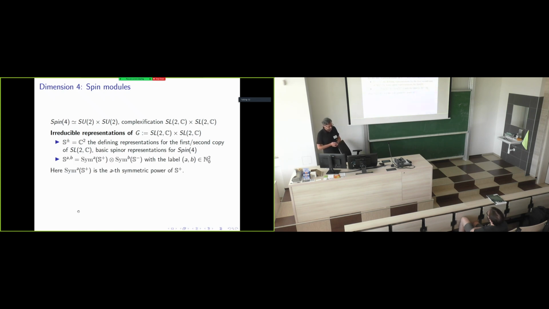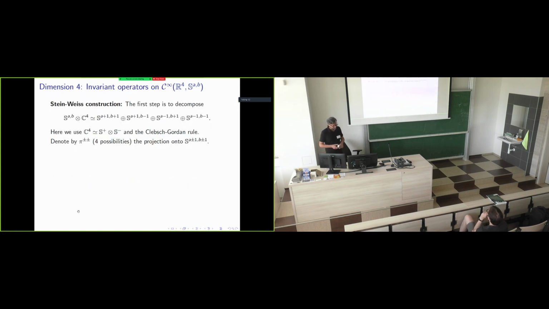Then any irreducible representation is of the form S to AB, defined as the tensor product of the a-th symmetric power of S plus and the b-th symmetric power of S minus. Any such representation is uniquely determined with the label AB. And the main aim of this talk is to study polynomial solutions of the generalized Cauchy-Riemann equations in dimension 4 with values in the spinor space of type AB. So let us start with describing important invariant operators in this case.